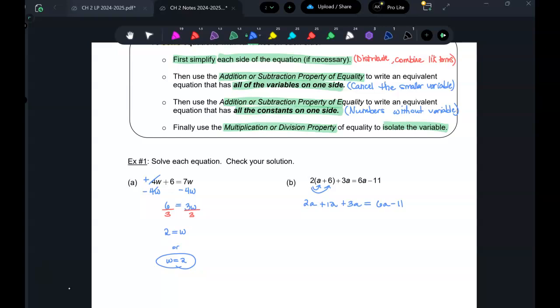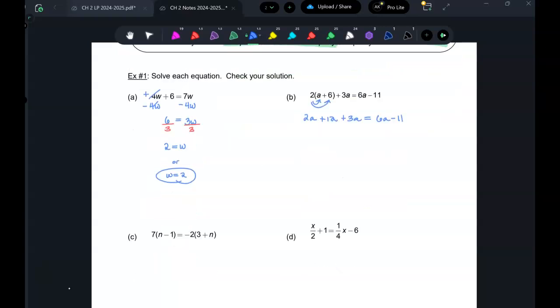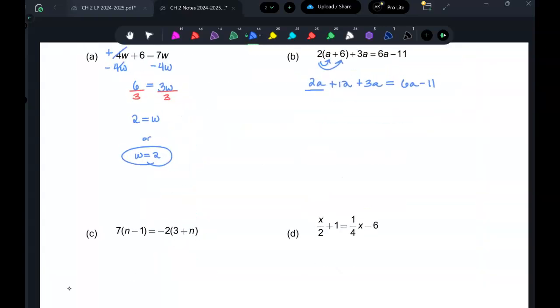Let's work both together. So we did our distributive property. The second step, or actually, that's supposed to be an E here. Combine like terms. You do 2 plus 3. So on each side of the equal sign, I need to combine these. So I'm going to combine. So 5A plus 12. Okay. So I want to add these two together.